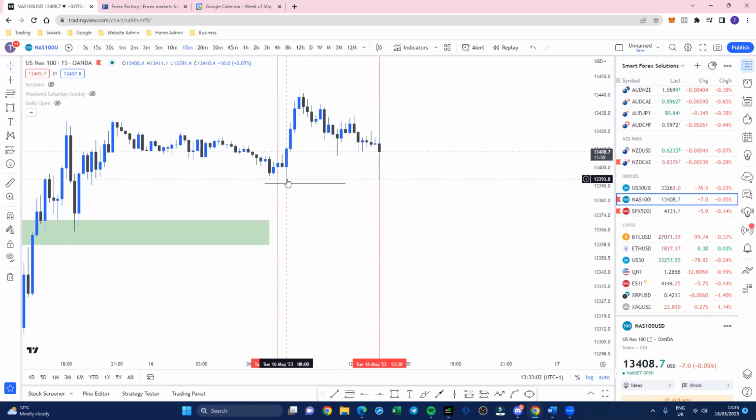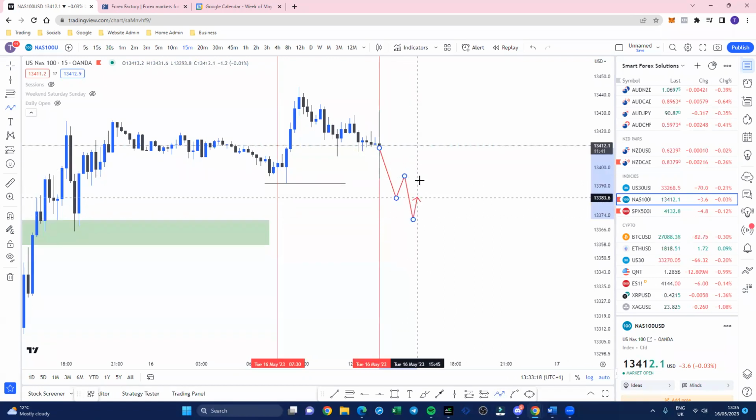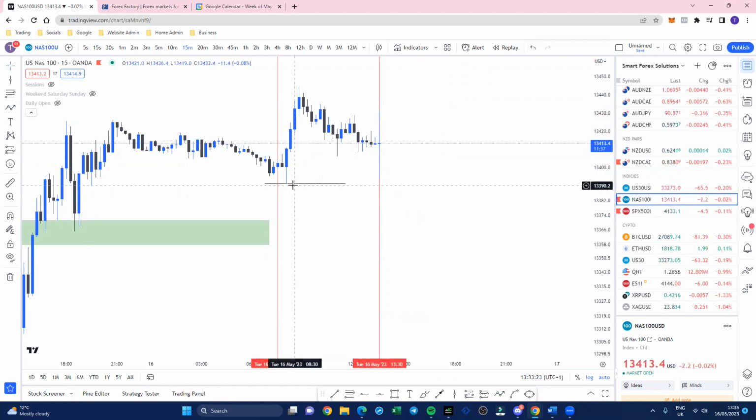NAS swept the Asian session from the 7 a.m. grab at 8 a.m. UK time and pushed to the upside. Now it could be a case of mitigating into London session open and then pushing higher. I would personally rather see us sweep below that liquidity and accumulate to go higher. I'm very interested in that area there, to be honest. That liquidity I'm interested in.